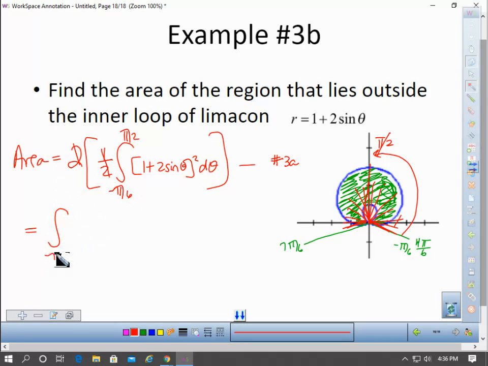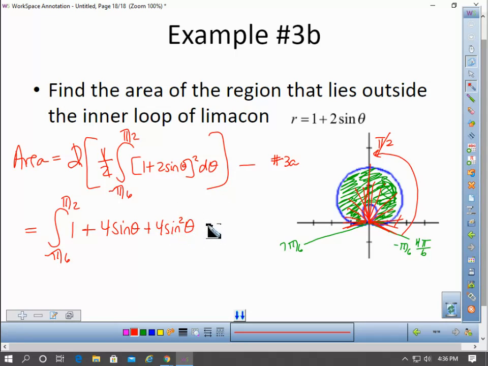So I'm going from negative pi over 6 to pi over 2. I have to square this out, so square the first term, multiply these together and double it, so that'll be 4 sine theta. Then square your last term, 4 sine squared theta, d theta, and then I need to remember to subtract my answer in 3a.